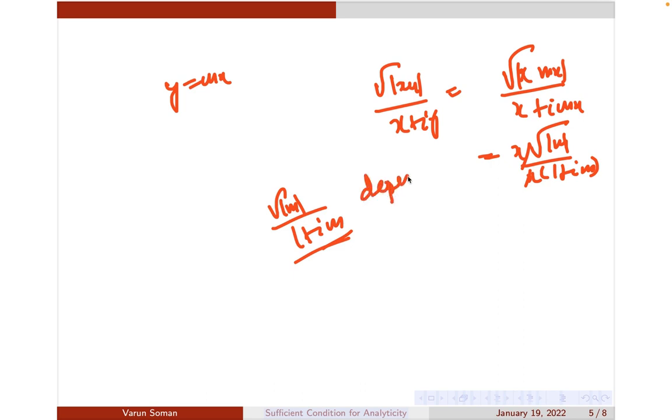Which depends on m means if m is 0, you will be getting 0. If m is 1, you will be getting 1 by 1 plus i. If m is 2, I will be getting a different value. So the limiting value changes depending on the direction. That means the limit is not unique, and hence the limit will not exist. So in that case also we will say that f dash of 0 does not exist.